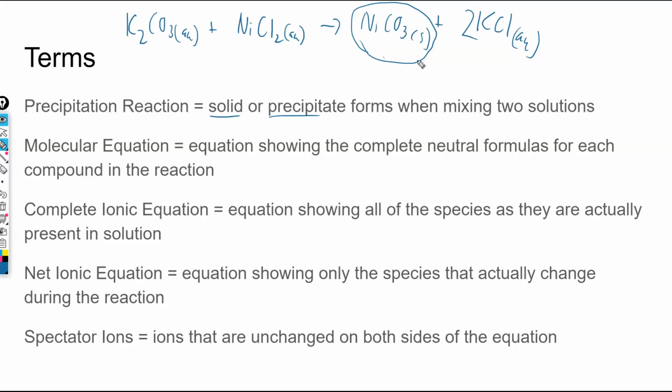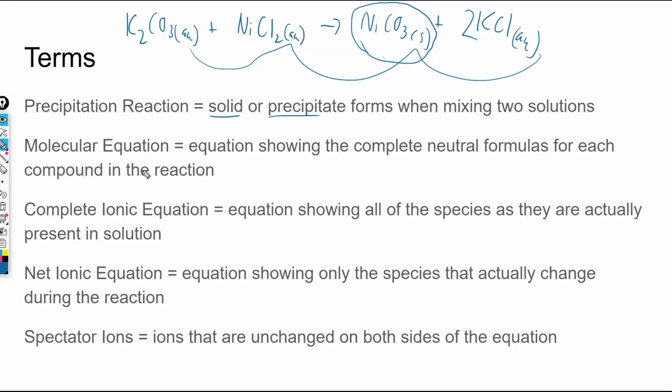Now, before I didn't get too picky when you wrote your phases on your equations, but this time you will need to write your phases, because it helps keep everything straight. You need to write the full reaction. So this is the precipitation reaction where you form that solid. A molecular equation is basically the same thing. It's the equation showing the complete neutral formulas for the compounds in the reaction. So this is a molecular equation.